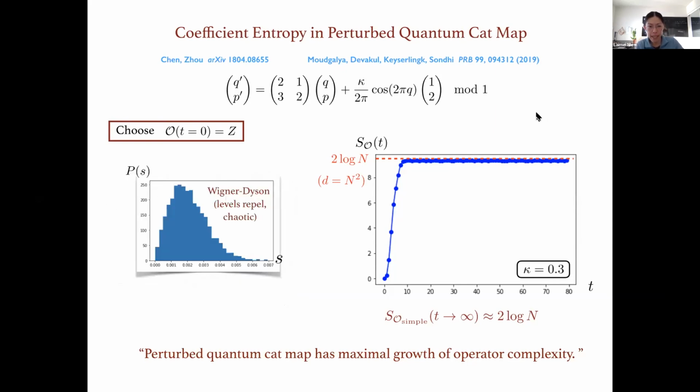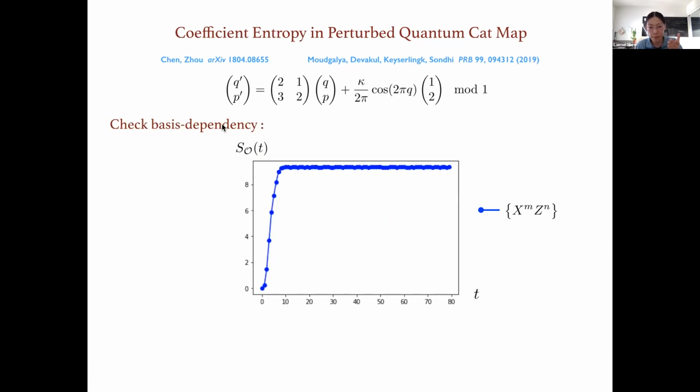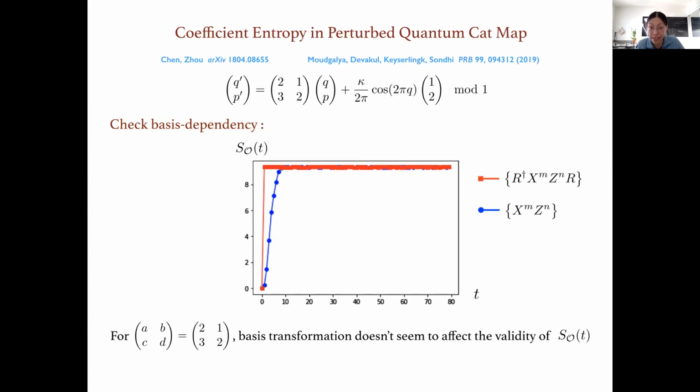Okay, good. And then comes the question of whether we should worry about basis dependency. The authors found that, at least in this example, we don't need to. This is the coefficient entropy as a function of time for this basis. If I choose another basis, if I do a basis transformation, you see that the early time behavior of coefficient entropy will be different, but in the long time limit, things don't change. They both give the same value of coefficient entropy, this maximal possible value. So at least in this case, it really doesn't matter what basis we use, as long as we only look at the long time limit.